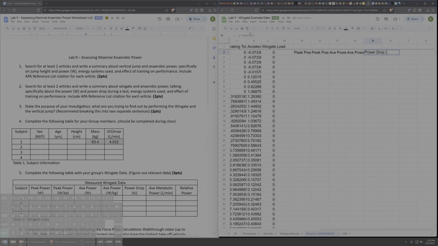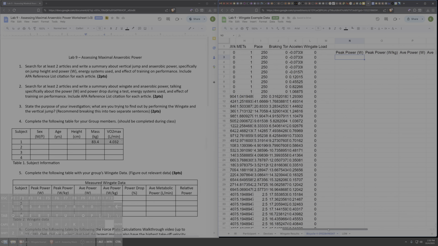Power drop, percent. Then we have average metabolic power in liters per minute. And lastly, relative power. This one is unitless. Units will cancel out, so it's going to be unitless as we call it. All right, I'm just going to double click these, which expands them, so I make sure I know which ones I'm going to be doing.